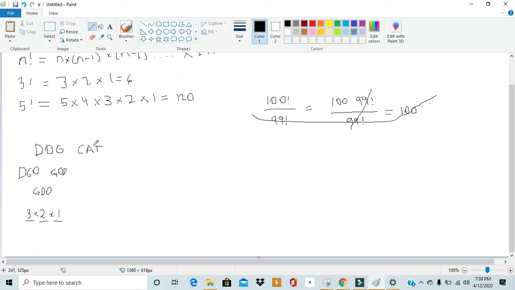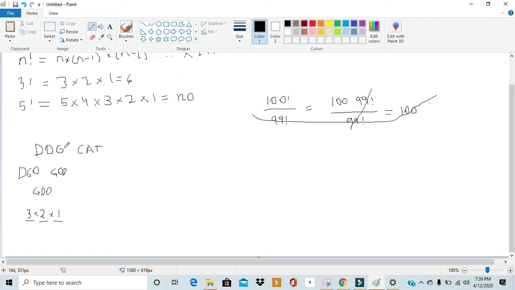In the first spot, for cat, there could be 3 different letters, so 3. In the second spot, we already used one letter, so there's only 2 letters left to put in the second spot. And in the final spot, we already used 2 letters, so there's only 1 spot left. Once again, cat also has 3 factorial different ways to rearrange the letters in the word cat. So this is pretty useful. We can easily find a way to rearrange distinct terms with one another.